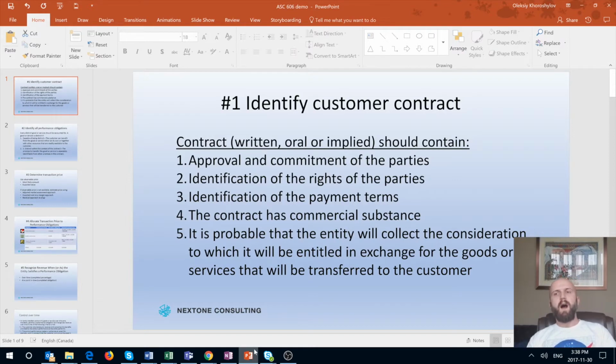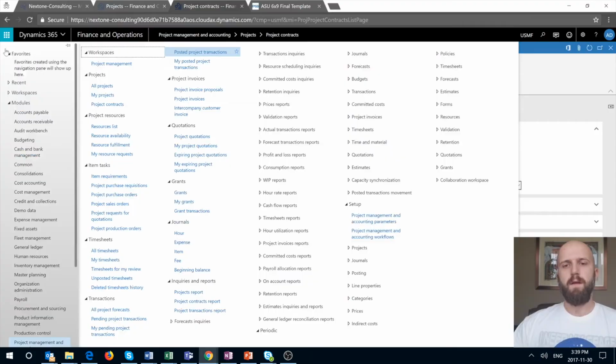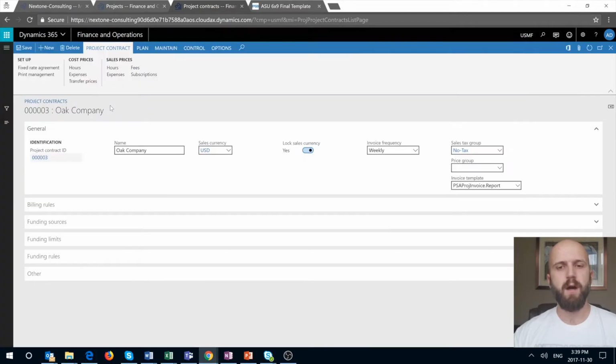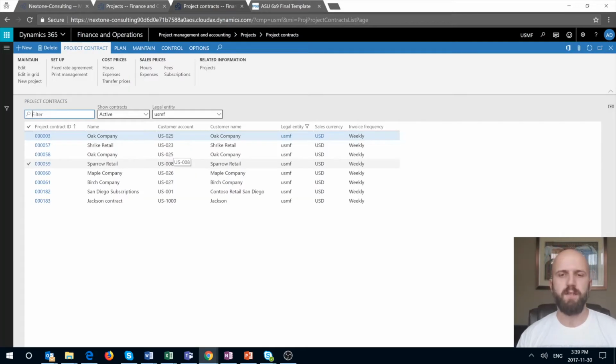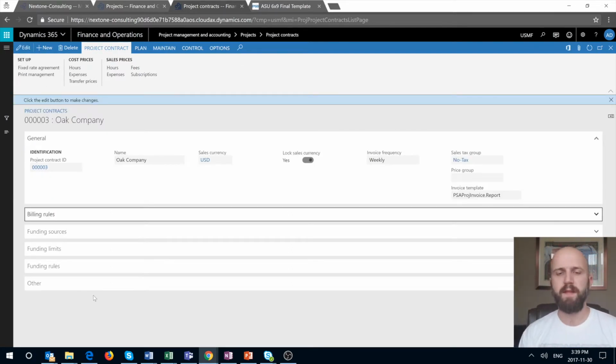So what is a customer contract in D365 for finance and operations? If we navigate to the project management and accounting module and go under projects, we see project contracts. Each project that we create in D365, and I'm talking about a fixed price project or a time and material project, should be assigned to a contract. Among other things, contracts in D365 define billing rules, funding sources, funding limits, and funding rules.